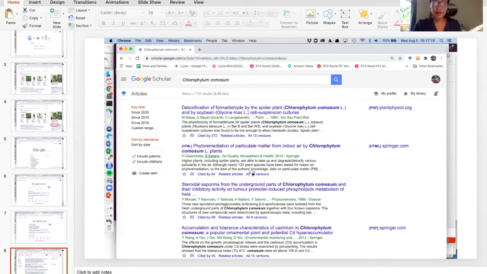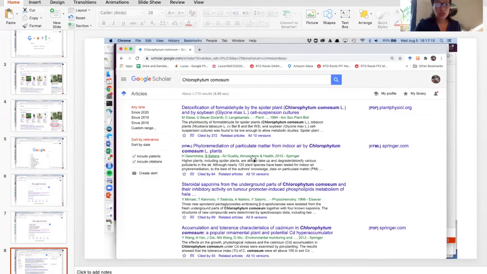So I find it very interesting. This paper has been cited 272 times. This next one has been cited 64 times. They are about detoxification and phytoremediation. So apparently, according to just the titles of these two papers, spider plants can be used for bioremediation.